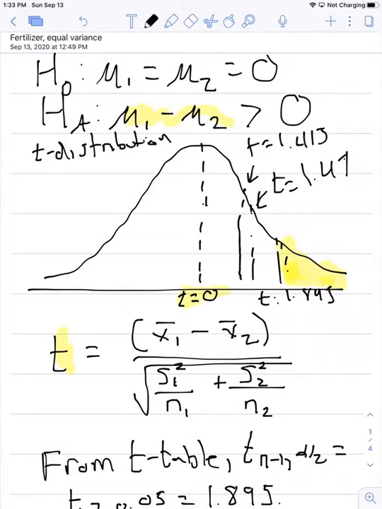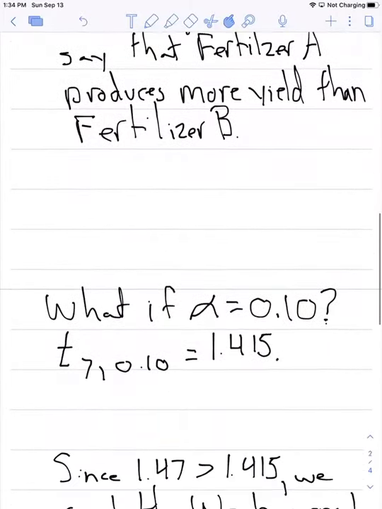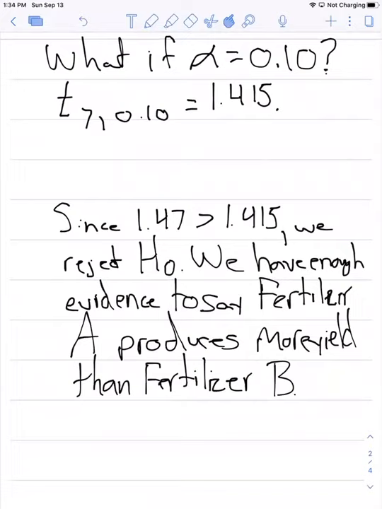Now we're running a hypothesis test, and you can see what happens when you increase the level of significance. What ends up happening is you need less evidence against the null hypothesis. And so now any value to the right of 1.415 will be an indication that we could reject the null hypothesis. And so what's the outcome? Well, I've already written it here. Since 1.47 is greater than 1.415, we can reject the null hypothesis. Now we can say that we have enough evidence to say that fertilizer A produces more yield than fertilizer B.